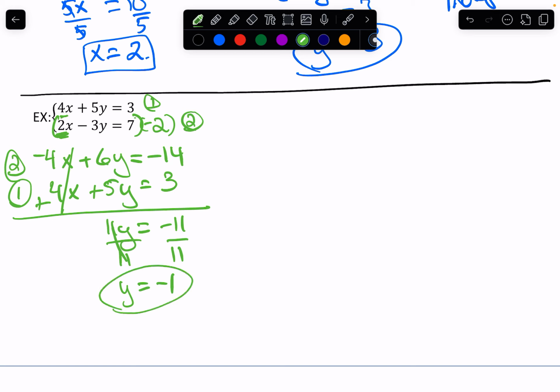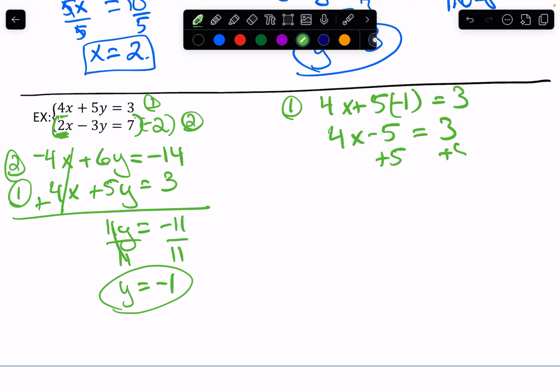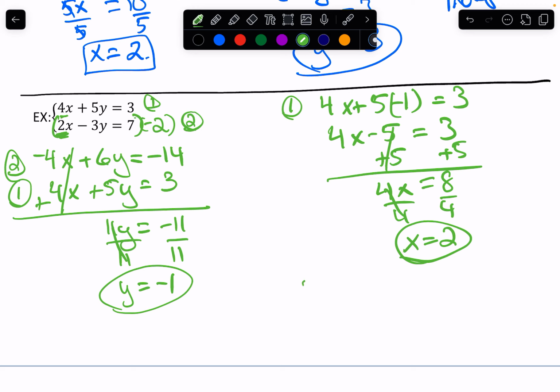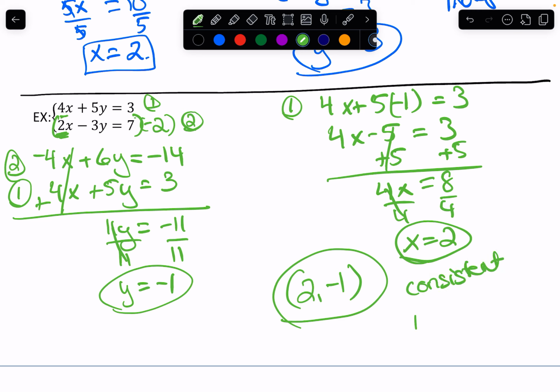And now, again, we go and plug it back in. Make sure that you plug it back in one of the original ones. So we're going to take the first one and plug it back in there, 4x plus 5, and now y is going to be negative 1 equals 3. 4x minus 5 equals 3. We add 5 to both sides. So 4x equals 8, and we divide by 4. x equals 2. So our ordered pair, our solution is 2, negative 1. Again, this is consistent and independent.